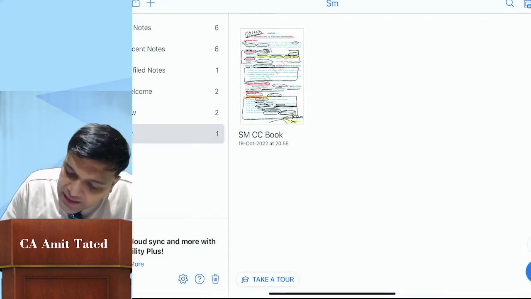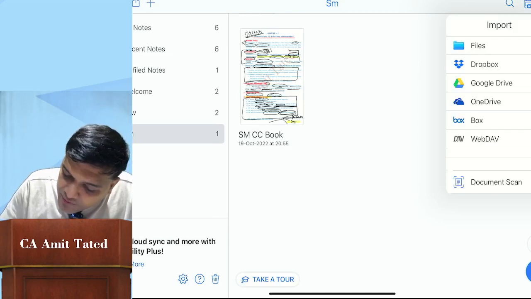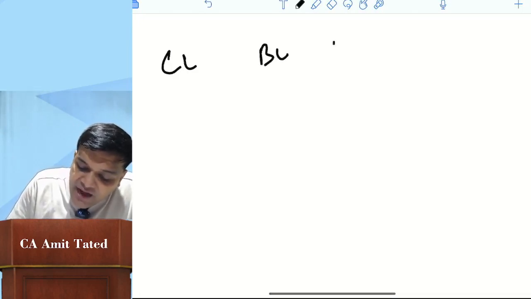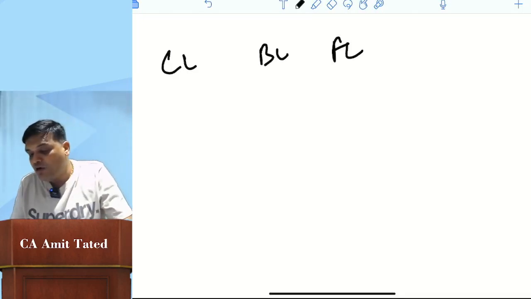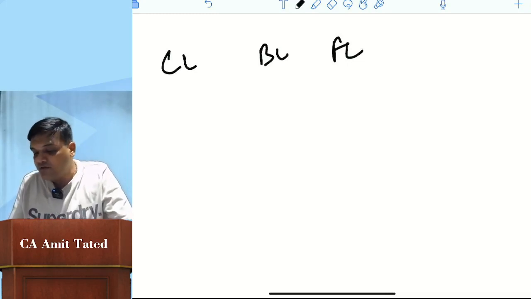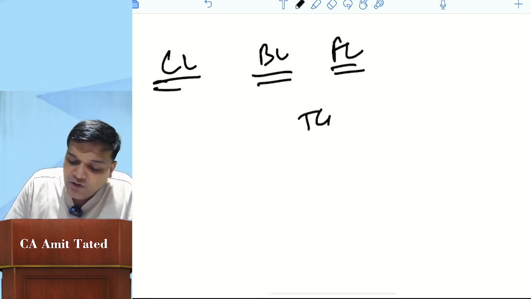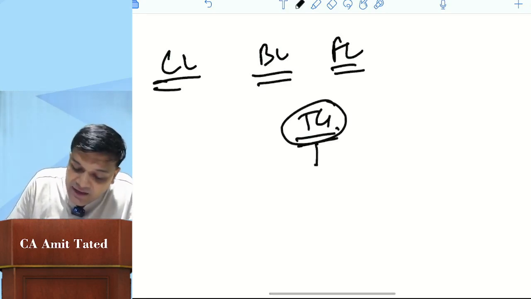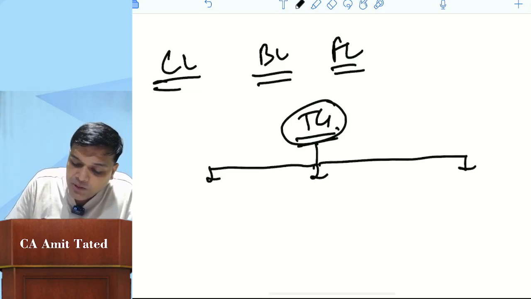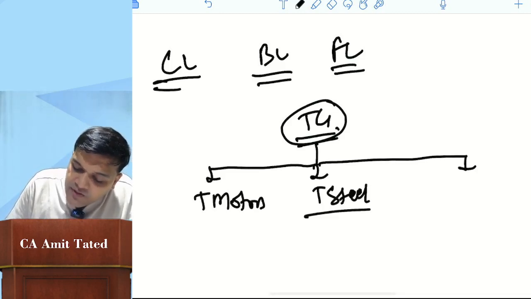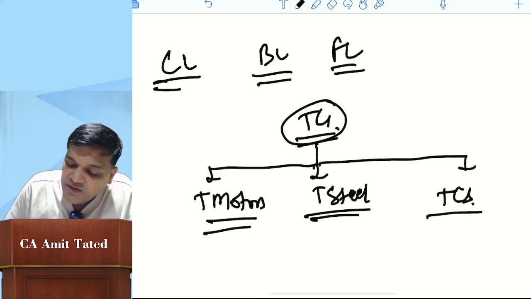And let me give you a very clear idea. What is the meaning of corporate level, business level, or functional level? Corporate level management, business level managers, and functional level managers. If I discuss with one example, that is Tata Group. Under Tata Group there are three companies. One is Tata Motors, one is Tata Steel, and one is Tata Consultancy Services, TCS.